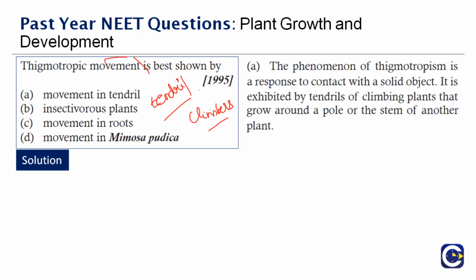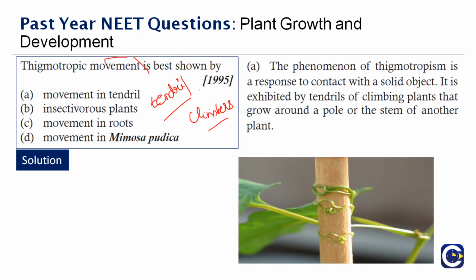The correct answer is movement in tendril. The phenomenon of thigmotropism is a response to contact with a solid object. It is exhibited by tendrils of climbing plants that grow around a pole or the stem of another plant. So it is not independent, because it doesn't have the ability to stand erect. It is dependent on another plant as a source of support. Therefore the correct answer to this question is option A. And now on your right side you can see a picture of how the tendril coils around the stem, which is stable there. Can you see that? This part I'm talking about, right? So this is for support.